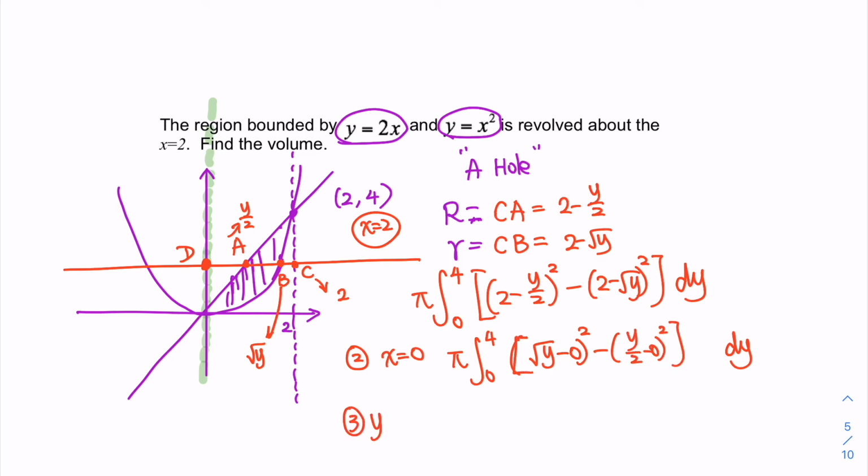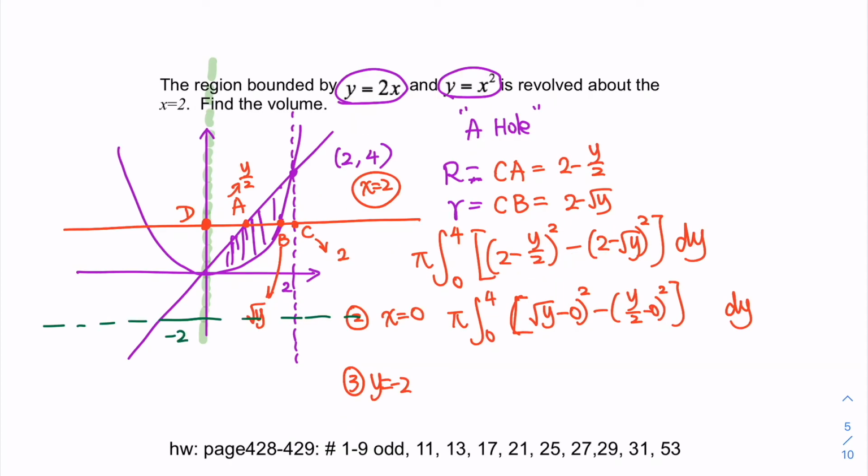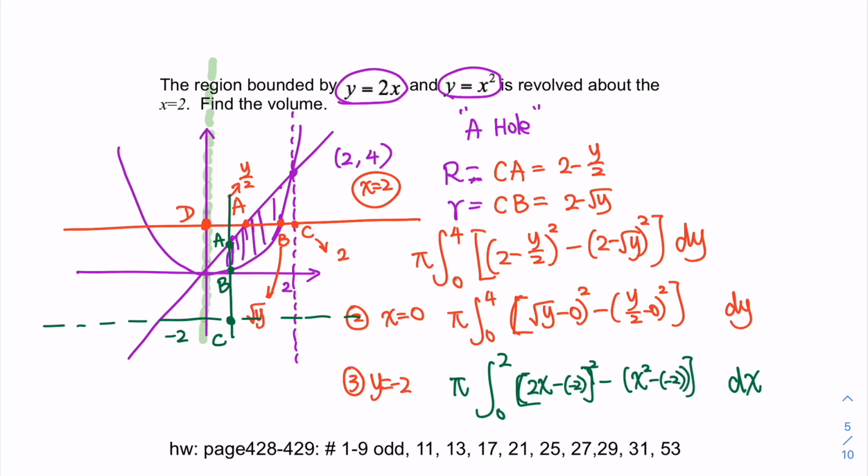If we rotate about y equals negative 2, we are going to do pi integral with dx here. And x will be from 0 to 2. If we draw a line here, that's our center, with A and B. AC is our capital R, which is 2x minus negative 2, squared, minus BC, which is x squared minus negative 2, squared.